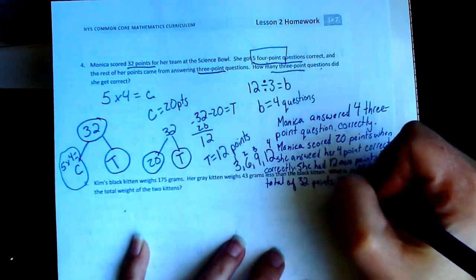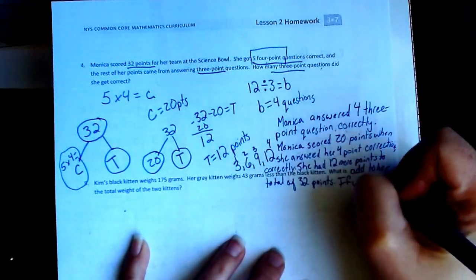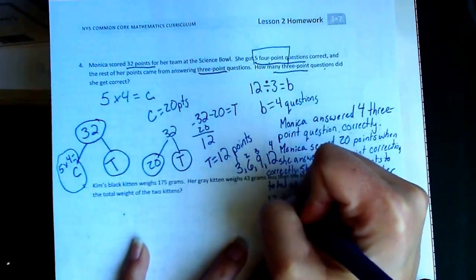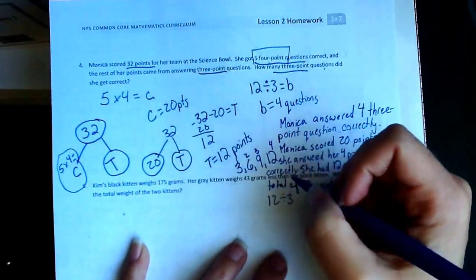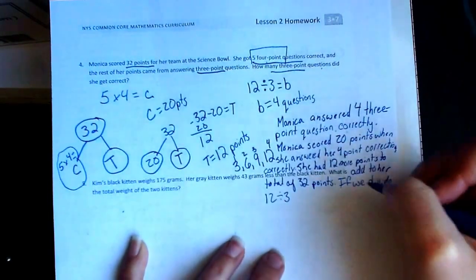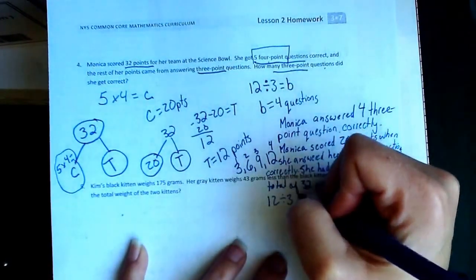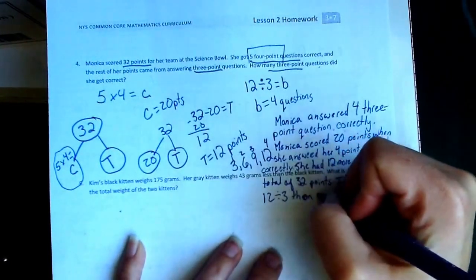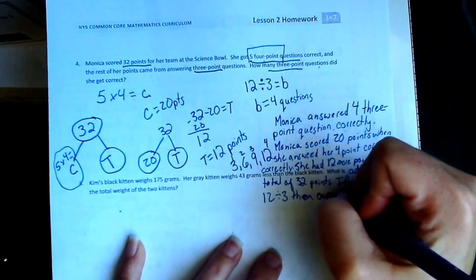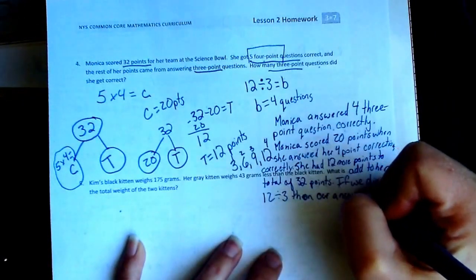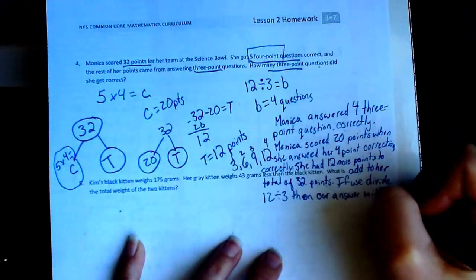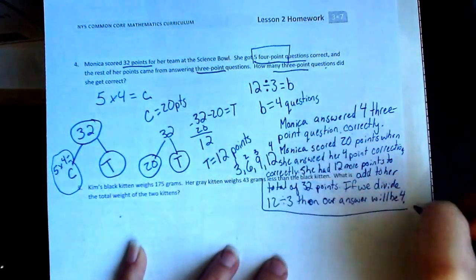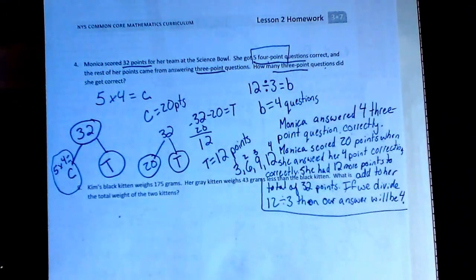If we divide 12 by the 3 points for each question, so 12 divided by 3, then our answer will be 4. Really long answer. I took a lot of space. There's lots of parts to that question today.